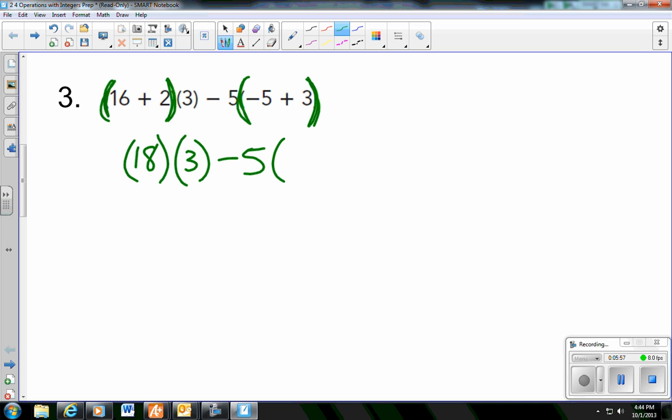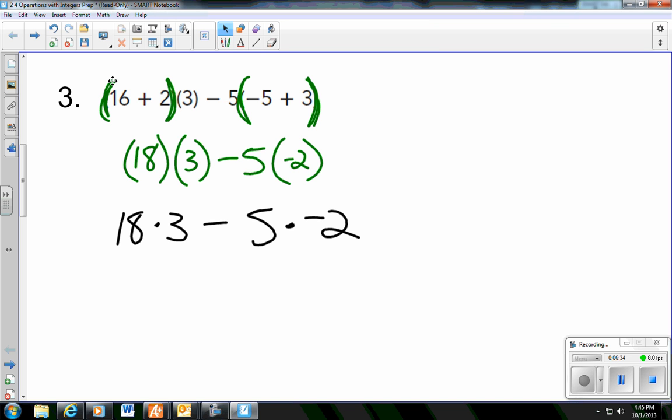Minus 5. And then in parentheses, negative 5 plus 3. 5 negatives plus 3 positives. Remember, positives and negatives cancel each other out. You'll get negative 2. So now you're multiplying 18 times 3, and then you're subtracting 5 times the negative 2. So you have 2 multiplication problems. 18 times 3 minus 5 times negative 2. I can remove those parentheses and rewrite that problem so that you can see the 2 multiplication and the subtraction.